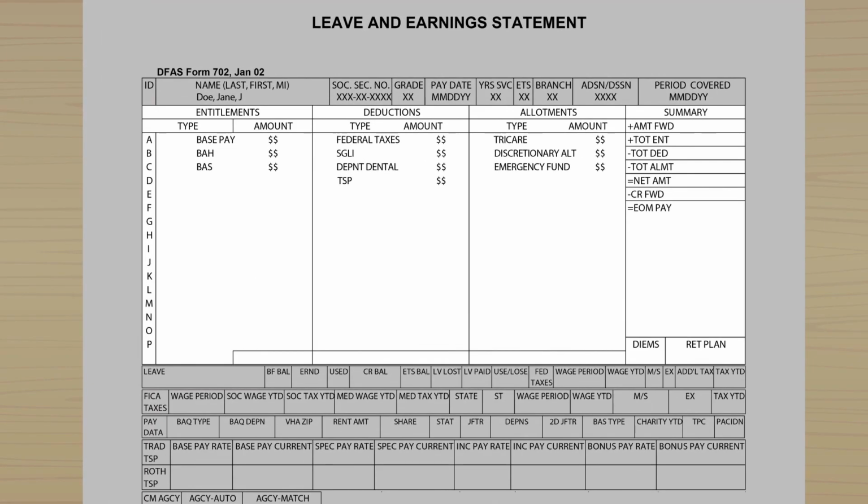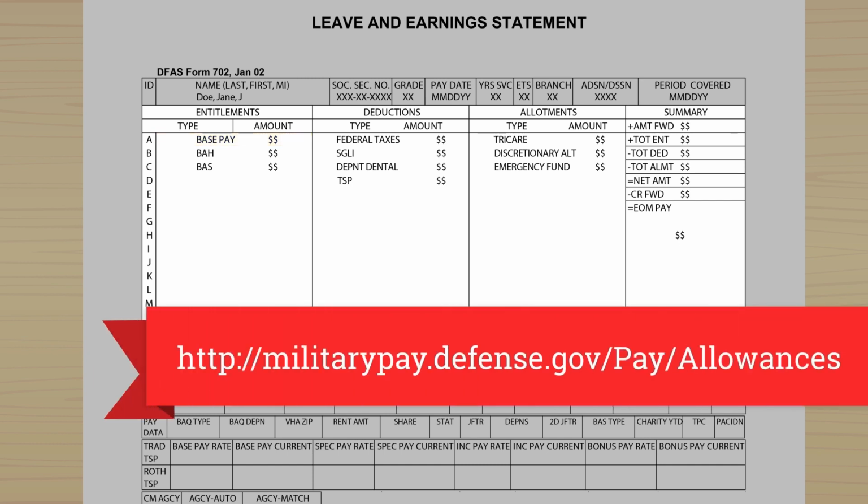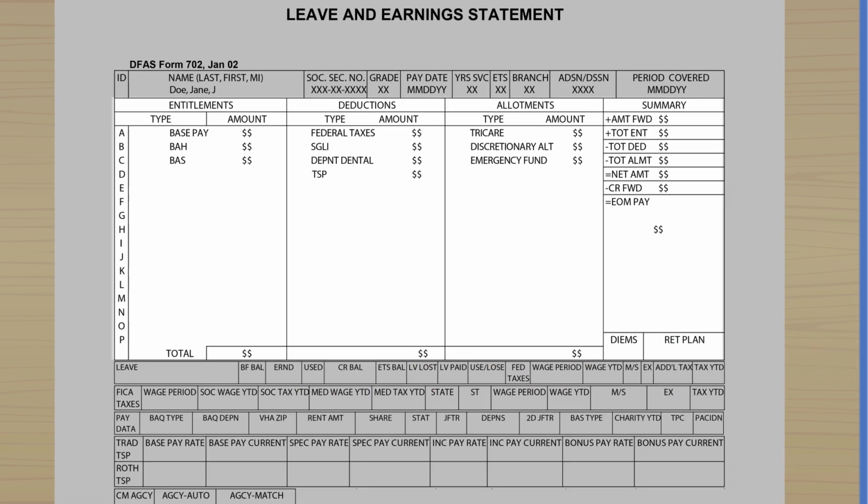Additions to and subtractions from your pay are totaled in the various associated fields. Check your pay table for base pay and other allowances such as special pay, flight pay, etc. to verify that you're receiving the correct amounts. You can find your pay tables at http://militarypay.defense.gov/pay/allowances.